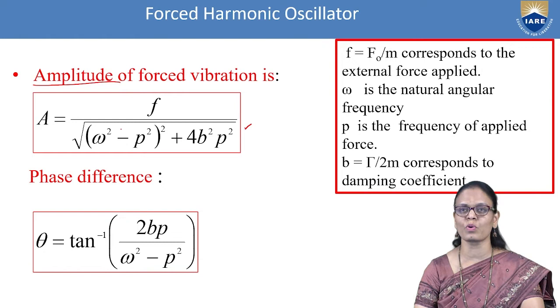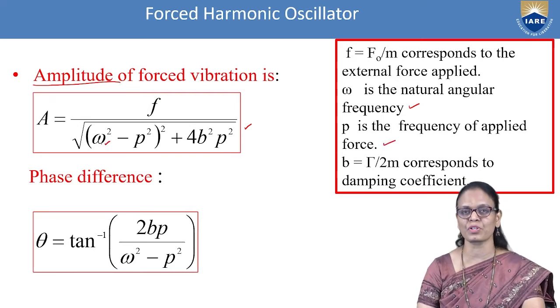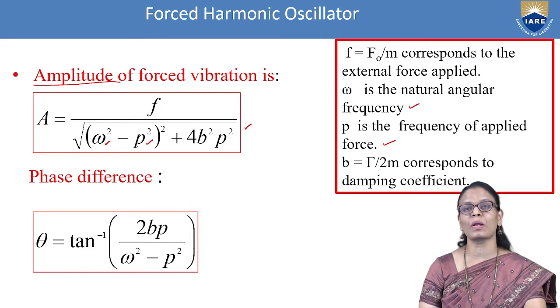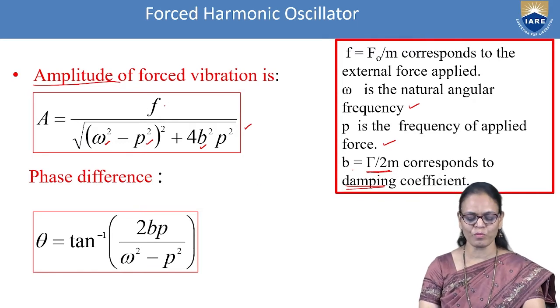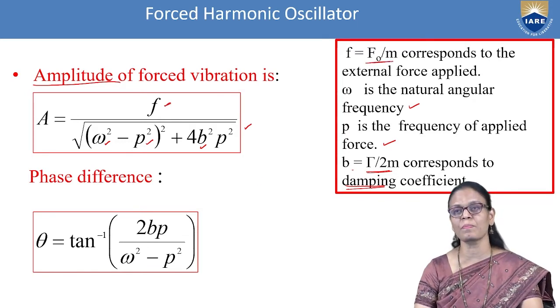So let us now see what are these terms. Omega is the natural angular frequency. P is the frequency of the applied force. B is a constant we have taken, where b is equal to gamma by 2m, which depends upon the damping coefficient. Gamma we have taken as the damping constant. So b corresponds to the damping coefficient. And what is F here? F is F naught by m, which corresponds to the external force applied.